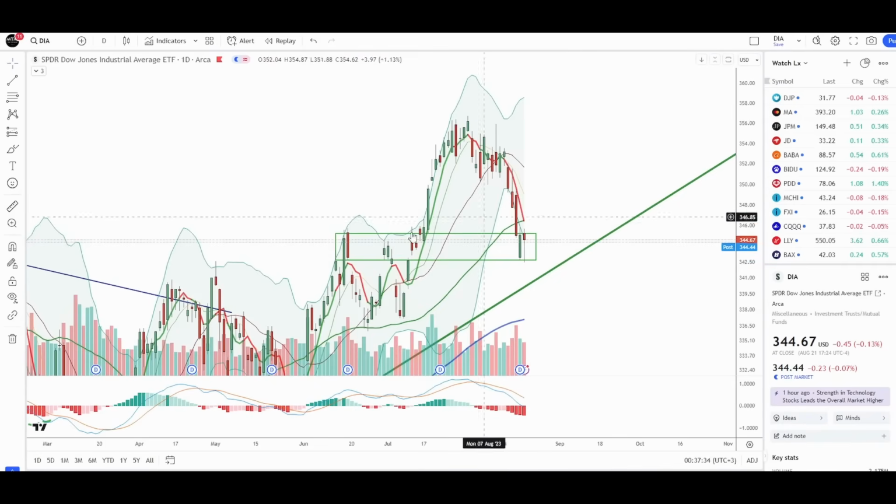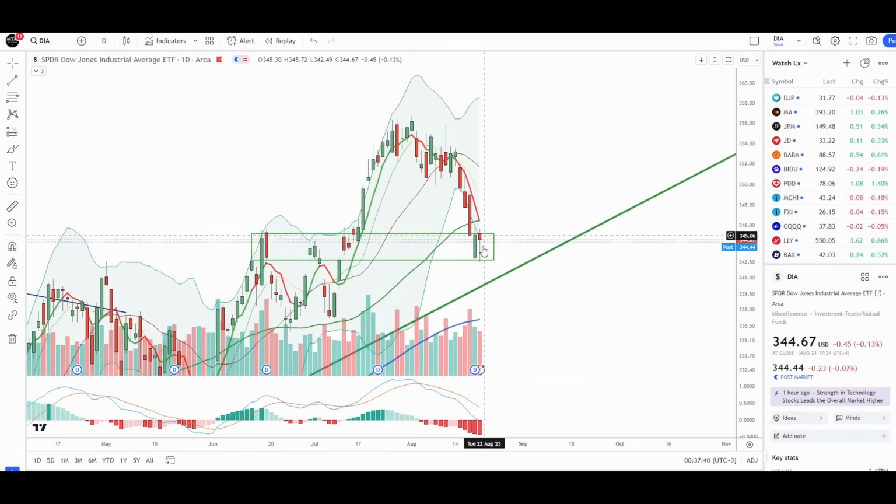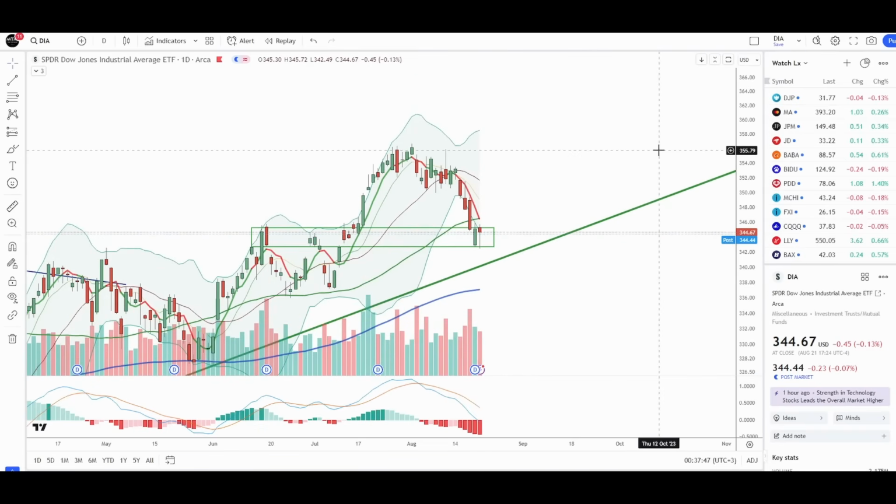Okay, let's take a look at the Dow Jones. They had a target of a gap fill of 342.8. We filled that gap perfectly Friday. We had another bullish hammer candle today. The Dow Jones is not leading as much today because we had that short squeeze rally in the NASDAQ.